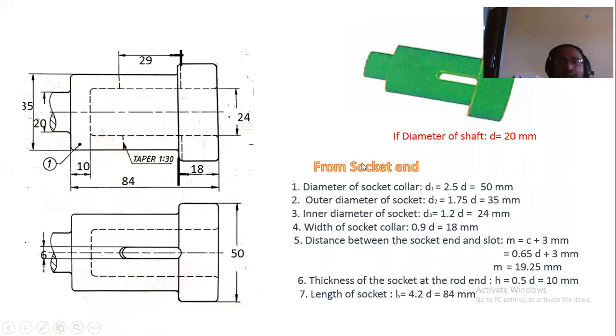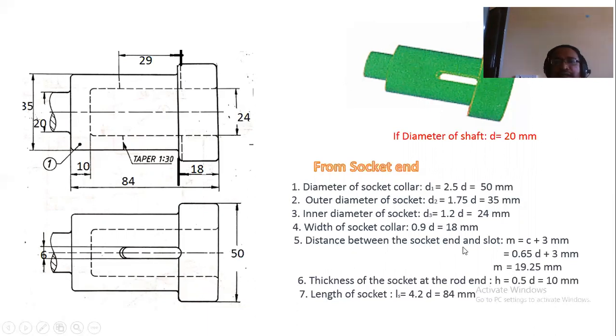And this is about the socket end. This is the socket, this is the rod end, and this is the socket end. This is the diameter of the rod. Outside is the diameter of the socket. The inside diameter of the socket is shown here, and also the width of the socket collar.